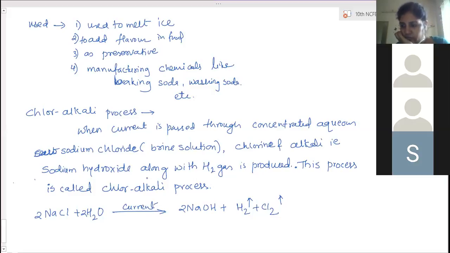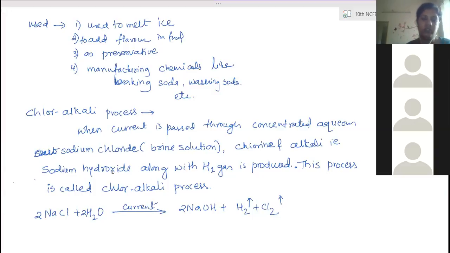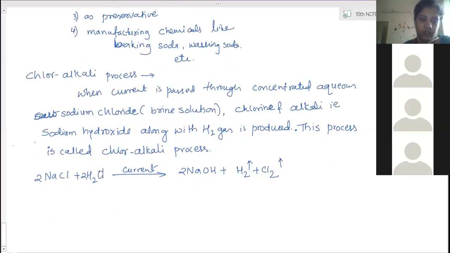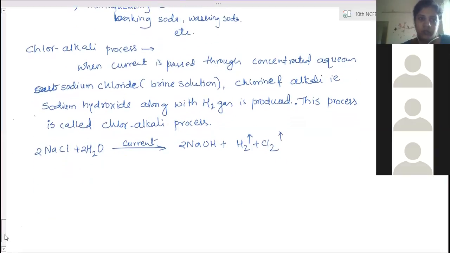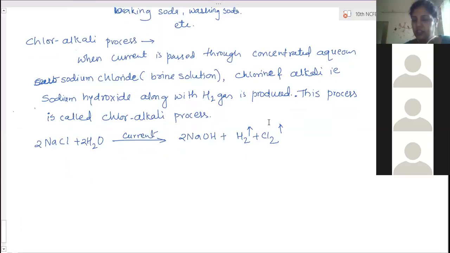Ma'am, it is formed near the cathode. Near the cathode, that is, in the electrolyte it is formed. Okay, so this is chloralkali process. Next part is, by using chloralkali process product, that is the chlorine is used to form next salt, that is bleaching powder.